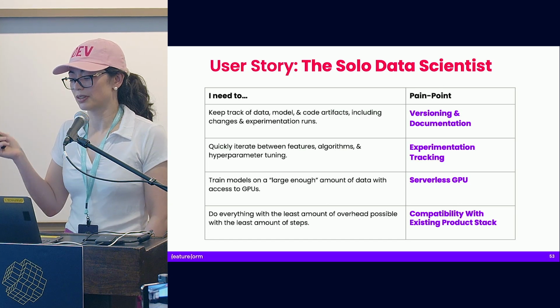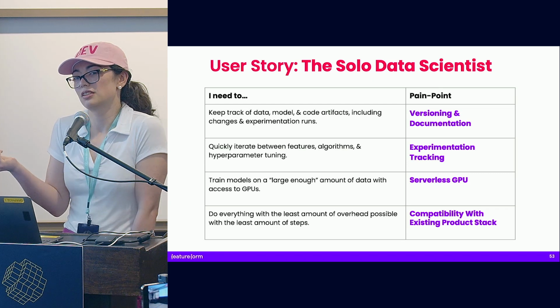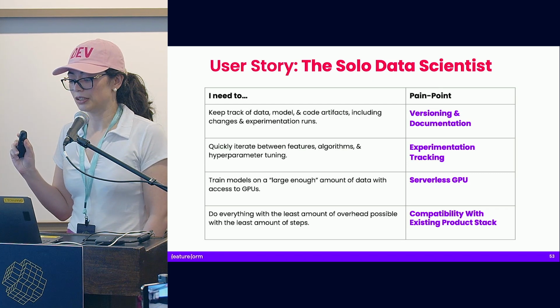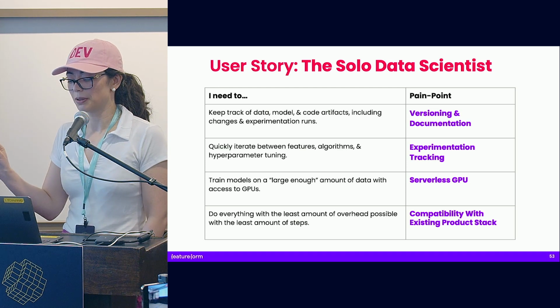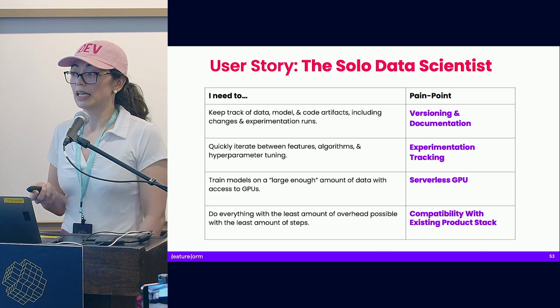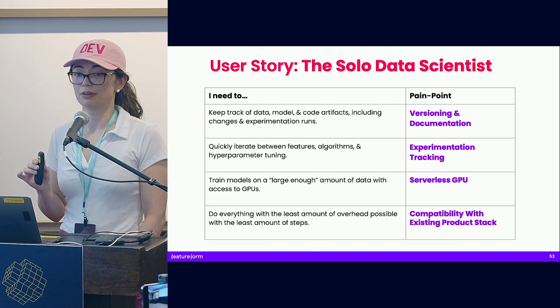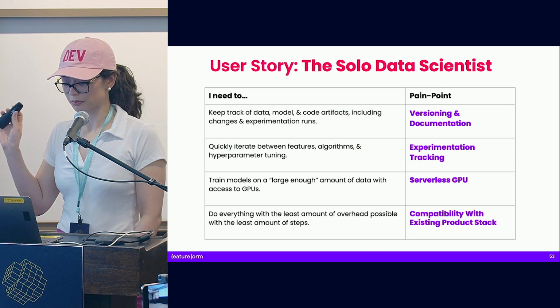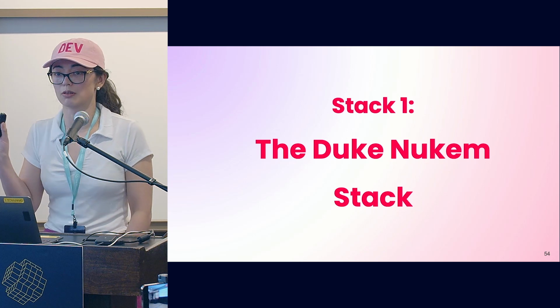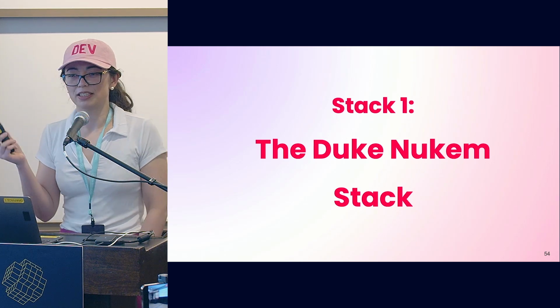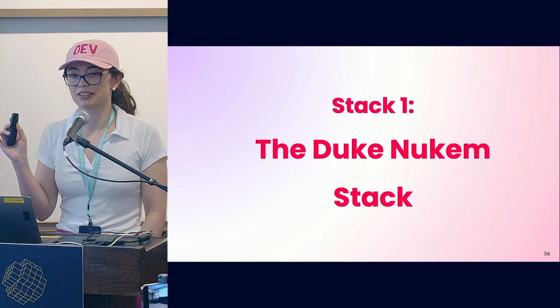You need to train models on a large enough amount of data with access to GPUs, probably, if you need that. And then you need to do everything with the least amount of overhead possible, with the least amount of steps. A lot of times you're on an island, you're on your own, engineering is not going to help you. They're just going to be like, go figure it out. So I like to call it the Duke Nukem stack. This is maybe dating folks already. I can see who the Gen Zers are.